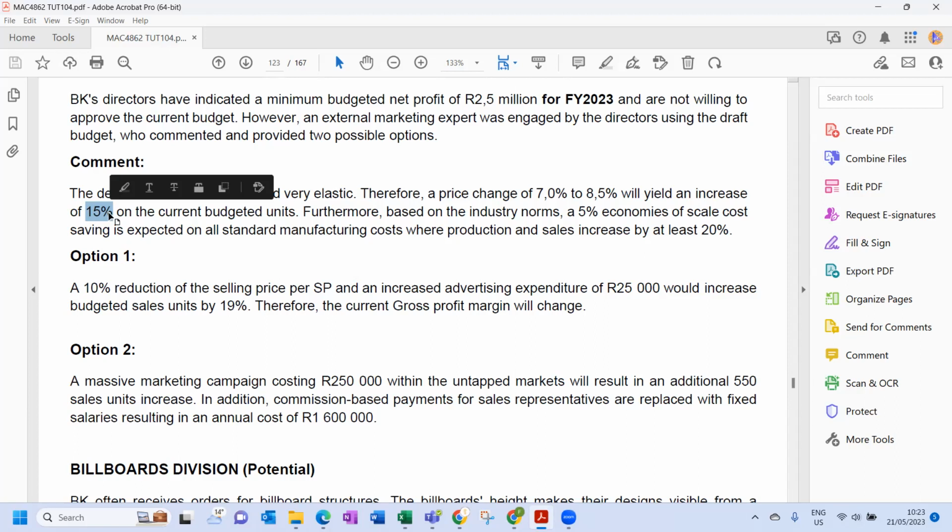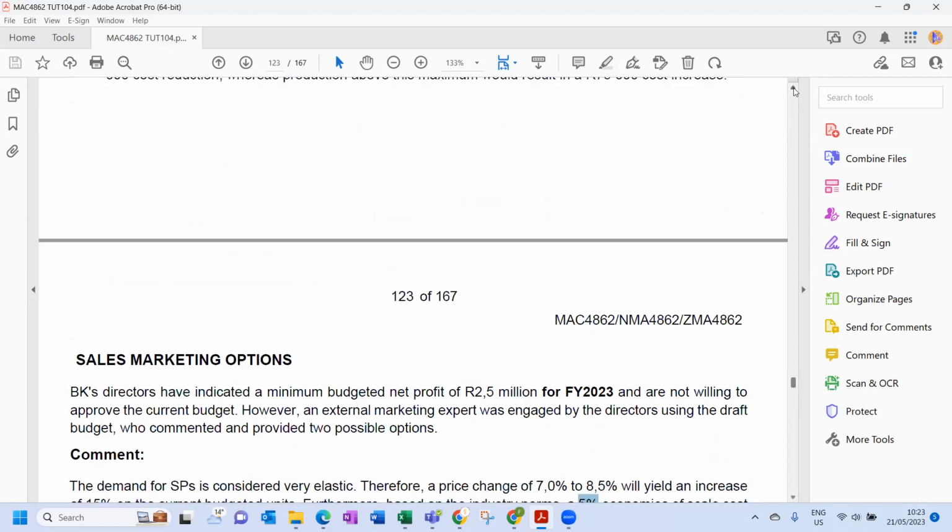Okay, now when we compare the new units of 7,450 to the original budget of 6,000, it resulted in a 25% increase in units produced. So therefore, because it's more than the 20%, our costs will reduce by that 5%. And that's basically what we took into account. Okay, so we covered everything over there.